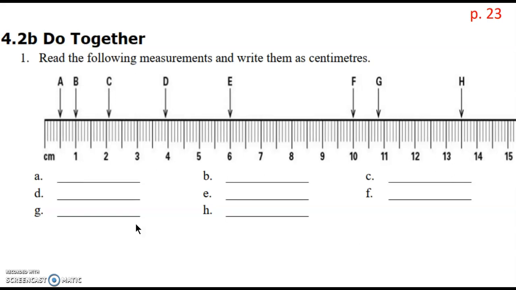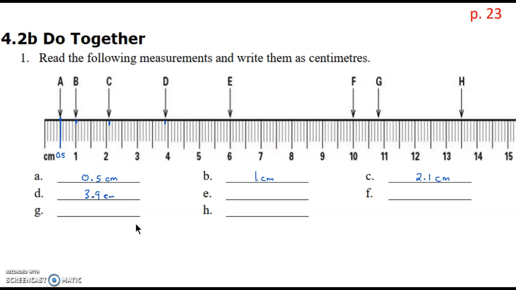So then we can read where each of these letters is placed. A is at this marker here, which is the halfway mark between 0 and 1. So this is at 5 millimeters. So this is at 0.5 centimeters. For B, we're exactly at 1 centimeter. For C, we're just past 2 centimeters. We're at 2.1. So 2 centimeters and 1 millimeter, 2.1. For D, we're just shy of 4. We're at 3.9 centimeters.